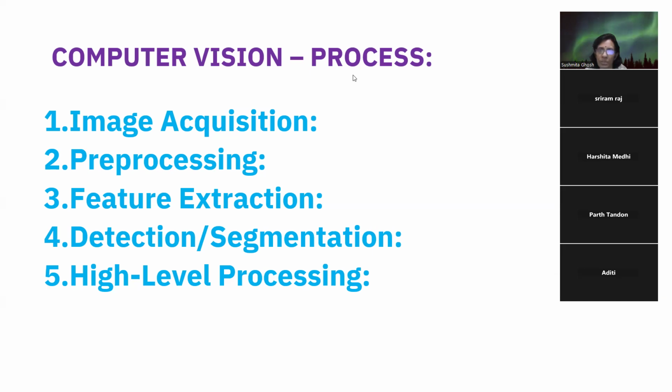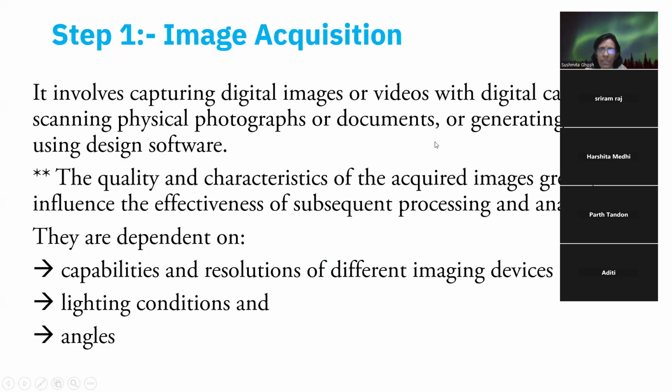So the computer vision process involves these 5 steps. First being image acquisition. As the term suggests, you are acquiring the image. First you have to capture, whether it is an image or a video, you have to capture that image first. Photographs, documents, whatever. You're scanning the document, getting a picture and converting it into a picture file, or you're clicking a picture. Whichever format you have, the capturing is done first, right?